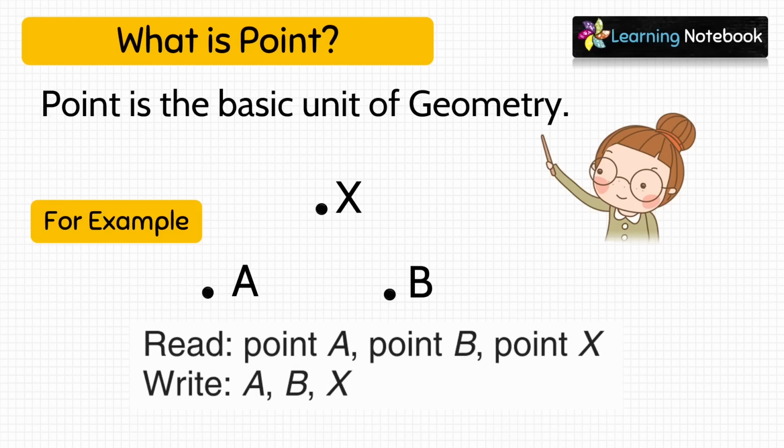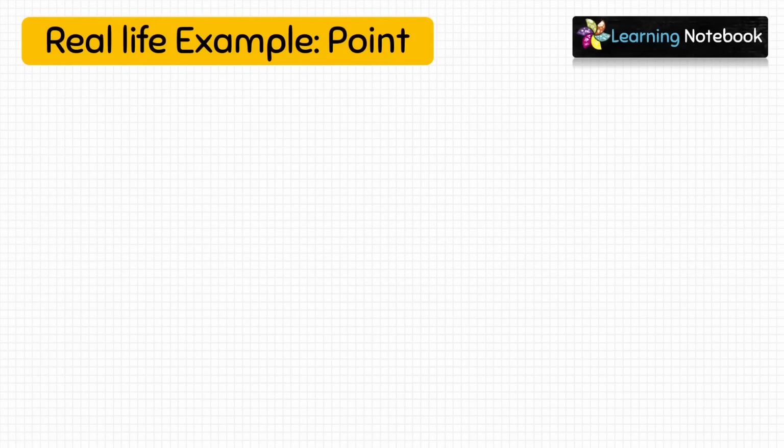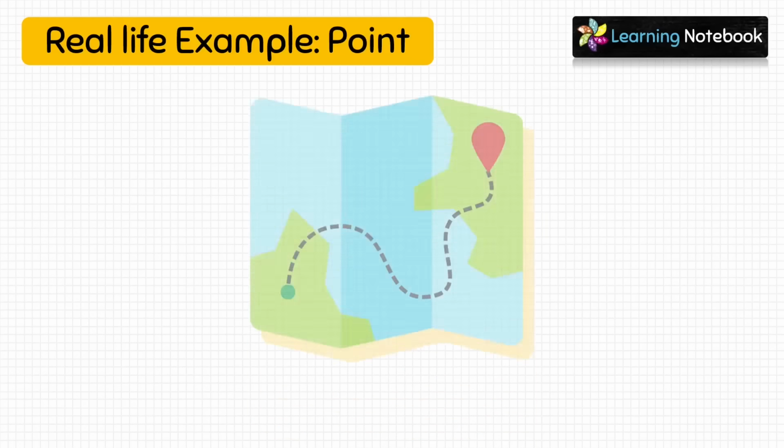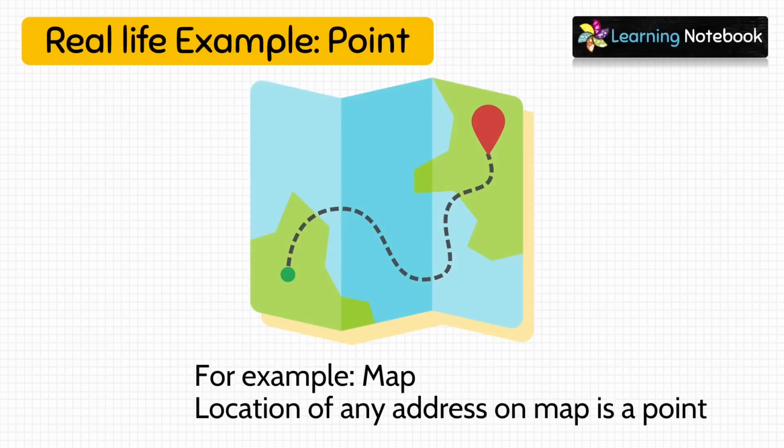So, how do we read this? As I just told you, we will read them as point A, point B and point X. And how do we write these points? We will write them as A, B and X. Let me tell you a real life example of a point. For example, location of any address on map is a point.